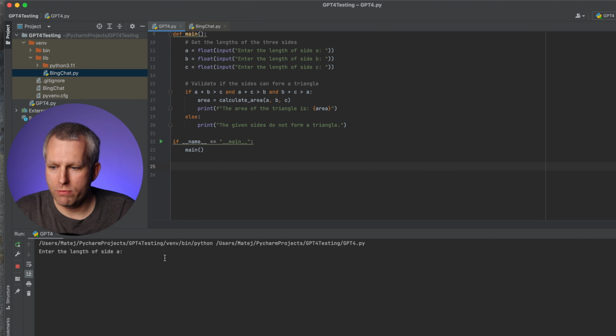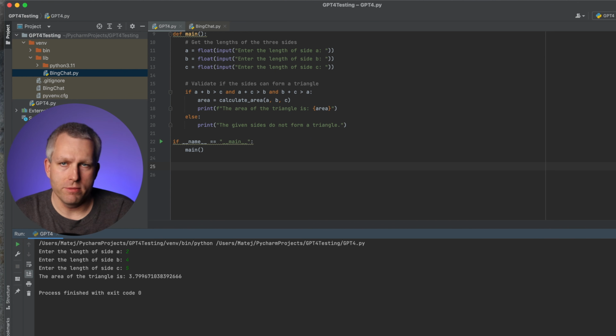So run GPT-4, side A, let's say 2, side B, let's say 4, and side C, let's say 5. And it gives me the area of the triangle to be 3.799 and some other digits. So it executed the code, no problem.